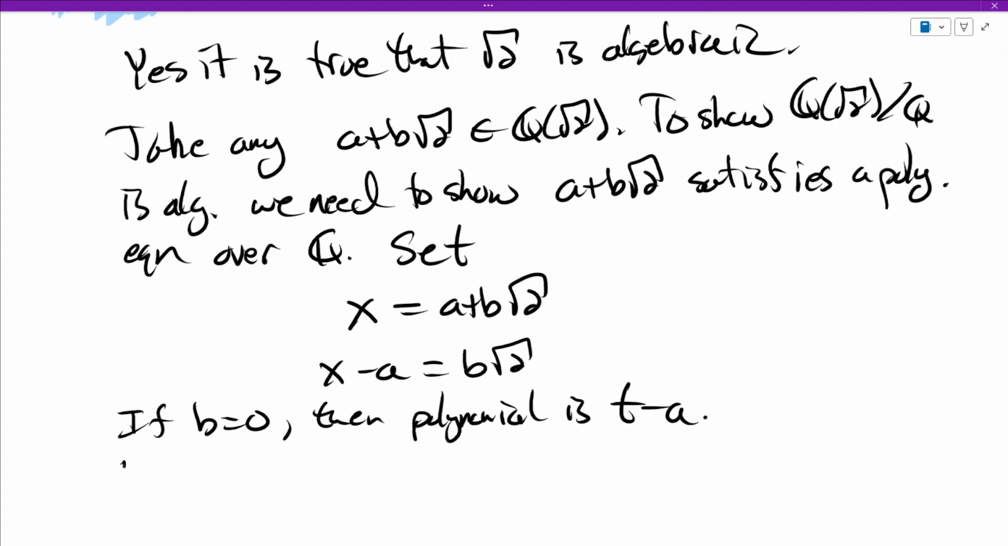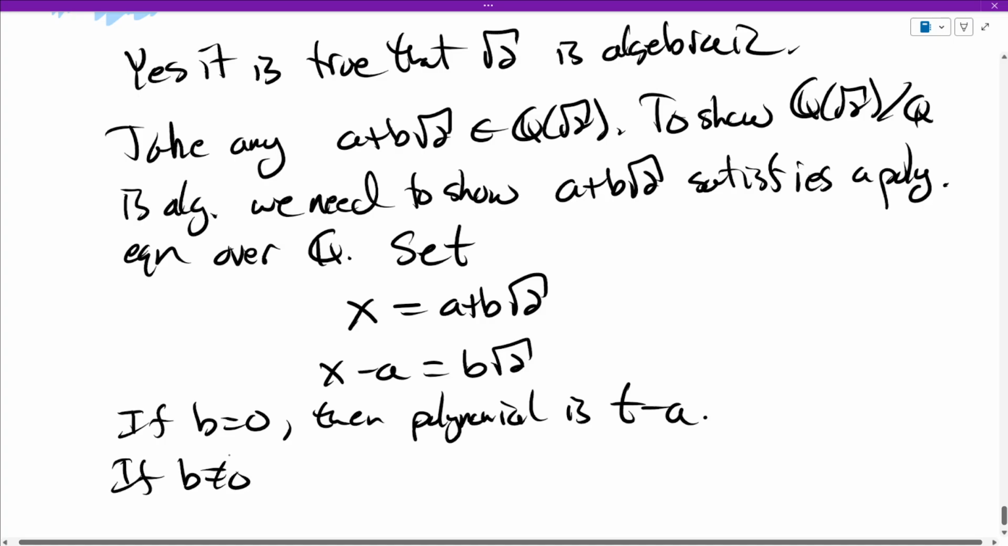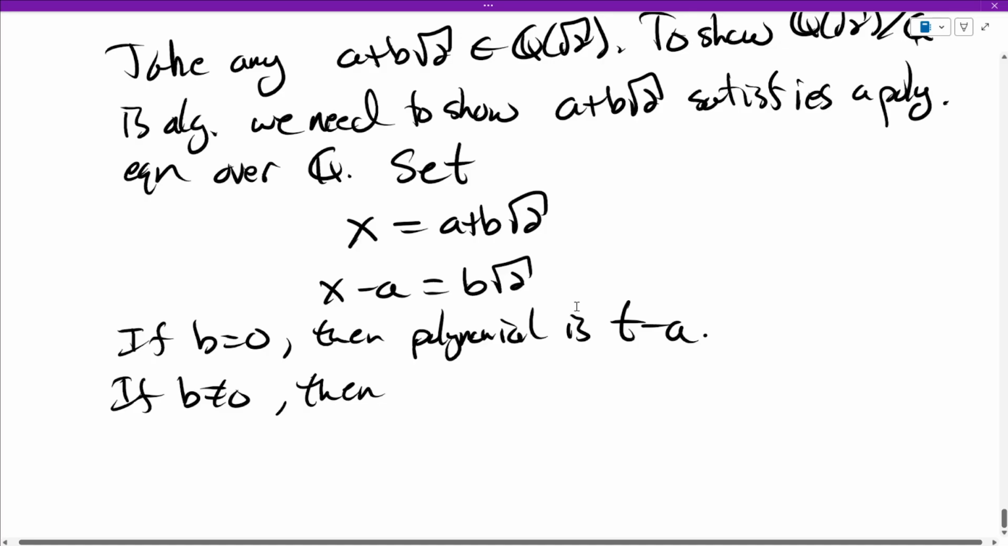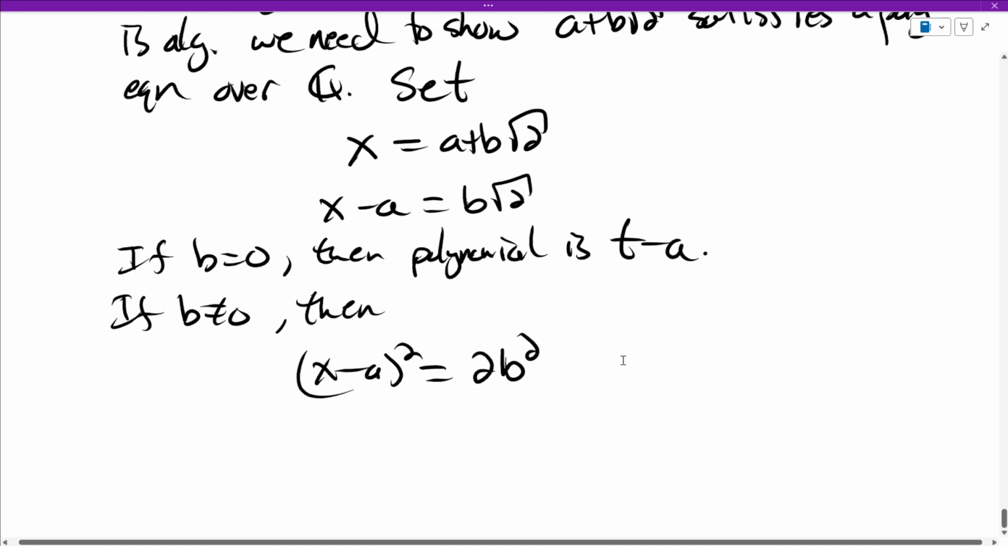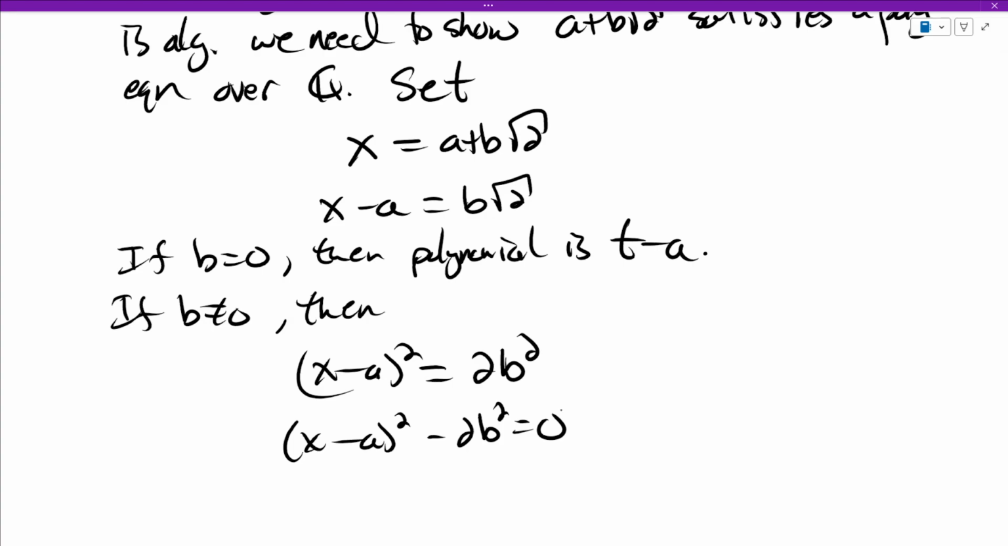Otherwise, b is not 0. If b is 0, then there actually is no root 2 portion. So the polynomial that should be satisfied is just t minus whatever rational number you're adding. But if there is a root 2 portion, so b is not 0, then we can square both sides. And if we square both sides, we get (x minus a) squared is 2b squared. And so if we then subtract that over, we have (x minus a) squared minus 2b squared is 0.